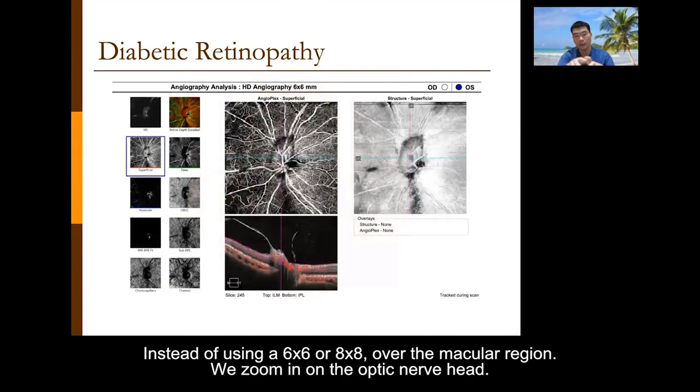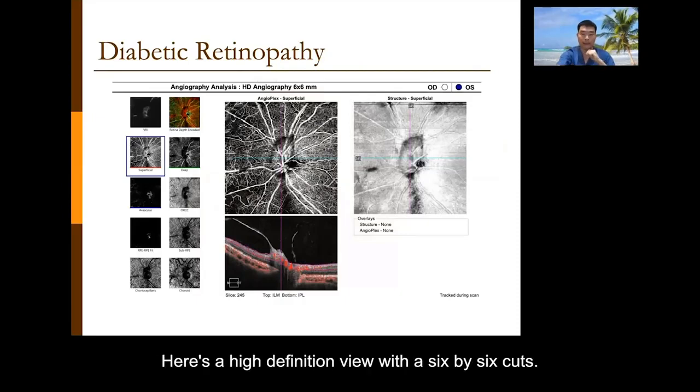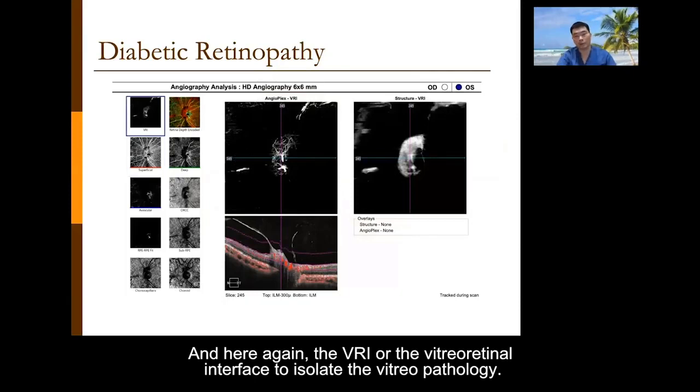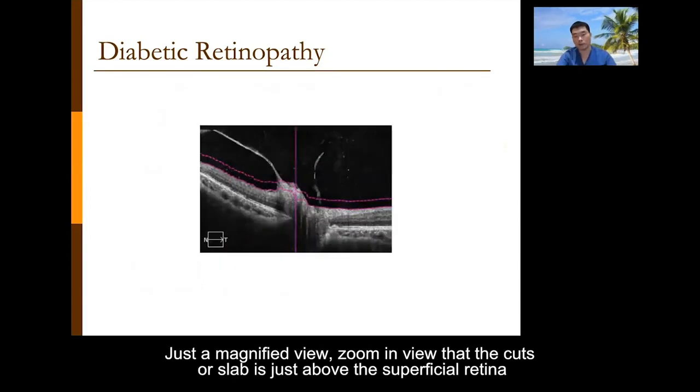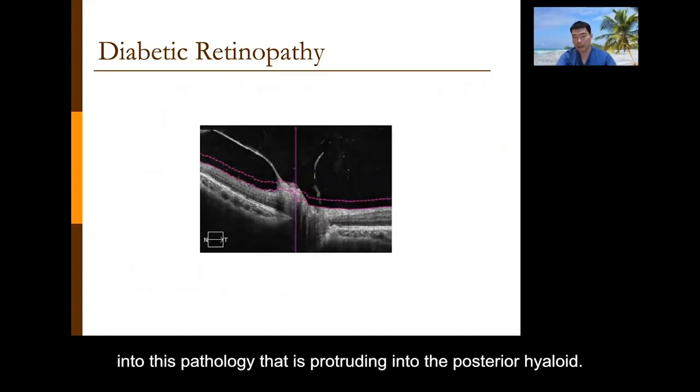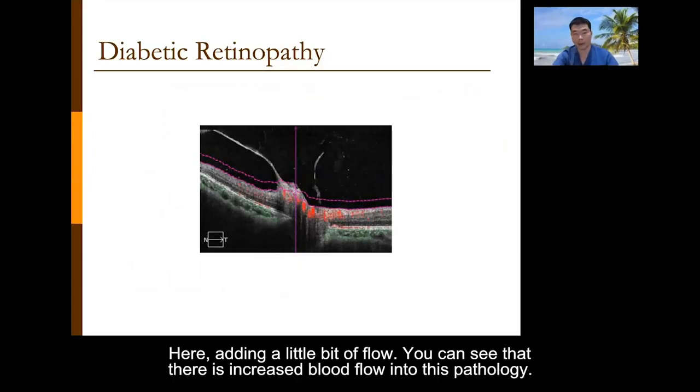Here, instead of using a 6x6 or 8x8 over the fovea or macular region, we zoom in on the optic nerve head. Here is a high definition angiography with a 6x6 cut. And here you can, again, use the VRI, or vitreoretinal interface, to isolate the vitreal pathology. Just a magnified, zoomed-in view, where the cut or slab is just above the superficial retina, into this pathology that is protruding into the posterior hyaloid. Here, adding a little bit of flow, you can see that there is increased blood flow into this pathology.